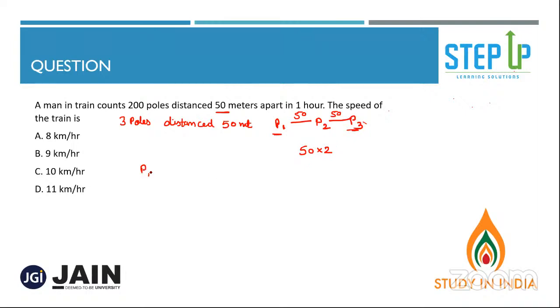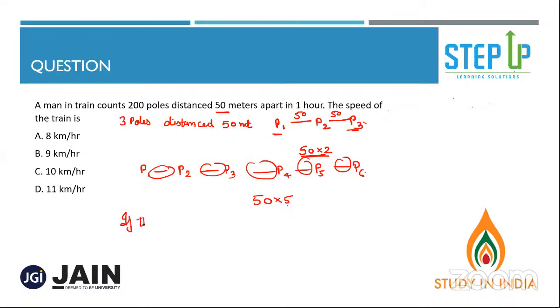If I say P1, P2, P3, P4, P5, let's say P6. I'm just taking an example. For example, 3 poles, what will be the distance? That will be 50 into 2. Similarly, if there are 6 poles, how many intervals you see? 1, 2, 3, 4, 5. So it is 50 into 5. So when it is 3, this became 2. When it is 6, this became 5.